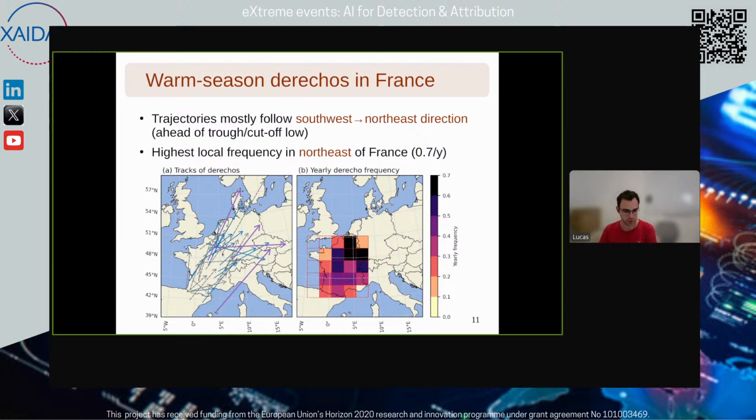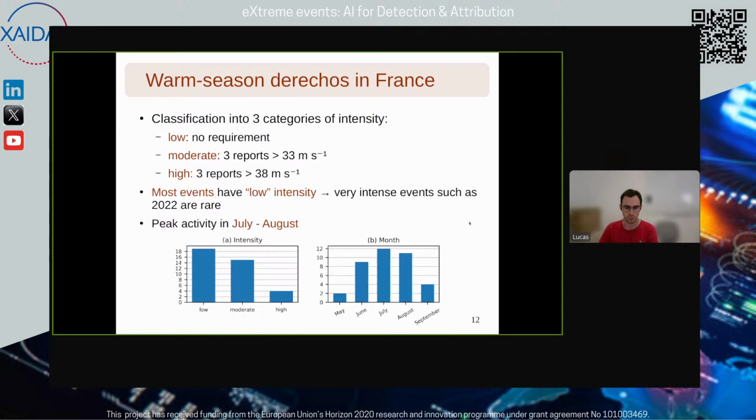And actually, as you can see on the left, many of those storms affect the northeast of France and the south, southwest of Germany. So yeah, then we classify the events into 3 categories of intensity. So for low intensity, we do not have any additional requirements. Although for moderate intensity, we require that at least 3 reports have measured wind gust speeds over 33 meters per second. And for high intensity, we also require 3 reports over 38 meters per second.